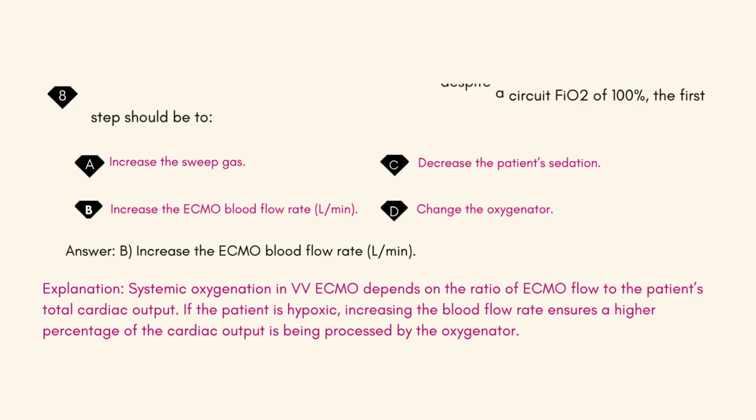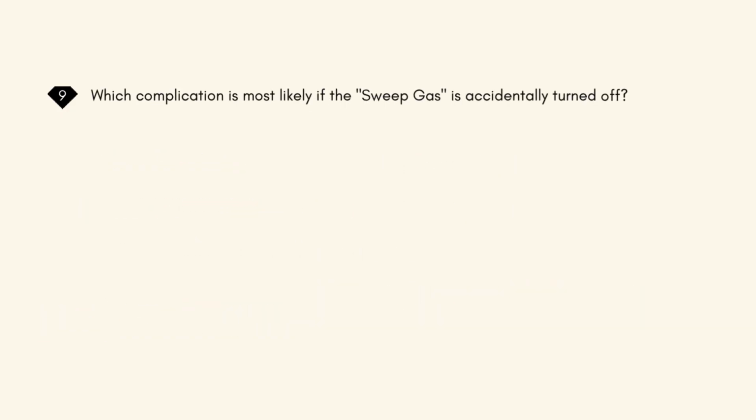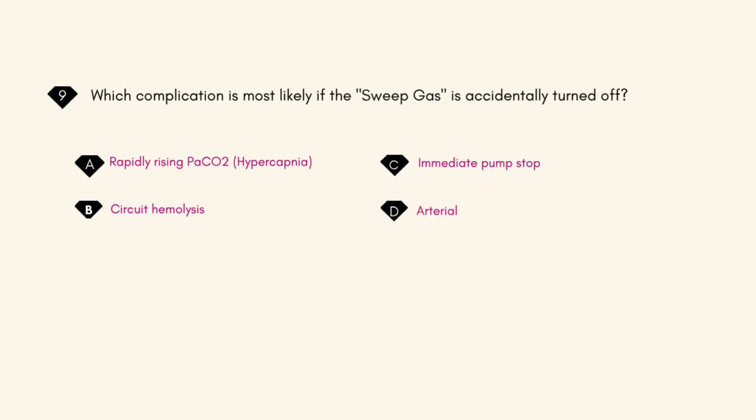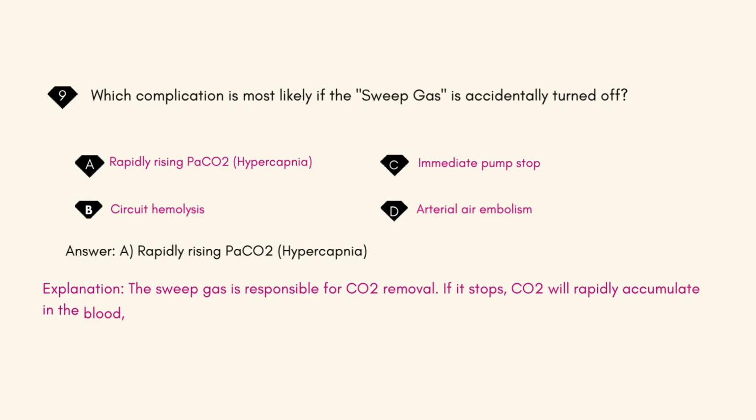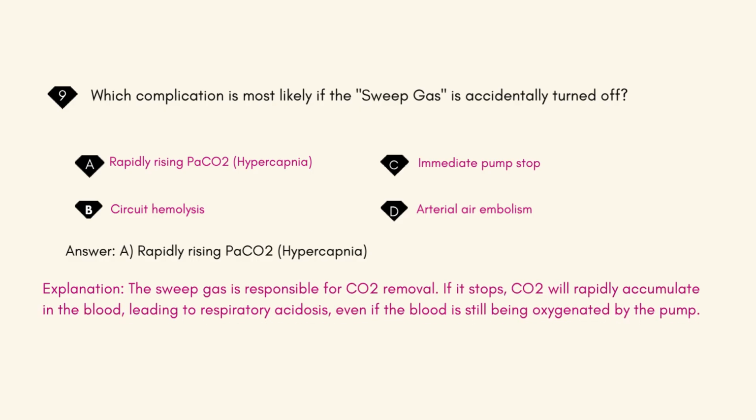processed by the oxygenator. Which complication is most likely if the sweep gas is accidentally turned off? A. Rapidly rising PaCO2, hypercapnia. B. Circuit hemolysis. C. Immediate pump stop. D. Arterial air embolism. Answer: A. Rapidly rising PaCO2, hypercapnia. Explanation: the sweep gas is responsible for CO2 removal. If it stops, CO2 will rapidly accumulate in the blood, leading to respiratory acidosis, even if the blood is still being oxygenated by the pump.